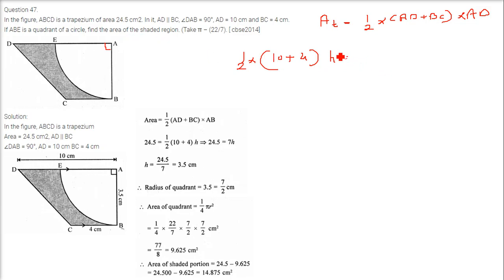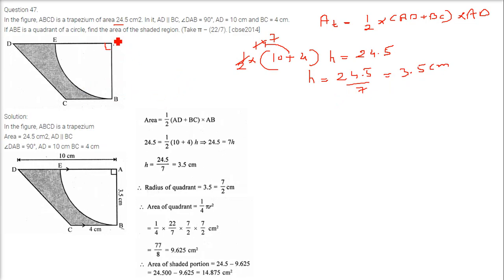Why and how are we going to find H? Because we are given the area. The area of the trapezium, we can equate it, and this will be 14, and 2 7s are 14. So H goes 24.5 by 7, and this comes to be 3.5 centimeter. So this is the height, or distance between them.